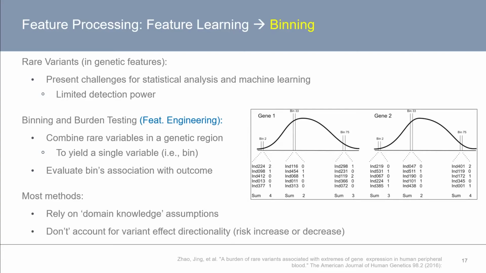Most binning methods rely on assumptions made about the domain, for example, what spatial region of the genome to designate as a bin. And often these binning methods don't account for the directionality of rare variant effects. In other words, does an individual variant increase or decrease the risk of a given disease outcome? This is an example of where feature learning methods, like RARE and FIBRS, mentioned in the last slide, can be advantageous over feature engineering approaches, in particular when our domain expertise is based on incorrect assumptions or biases.